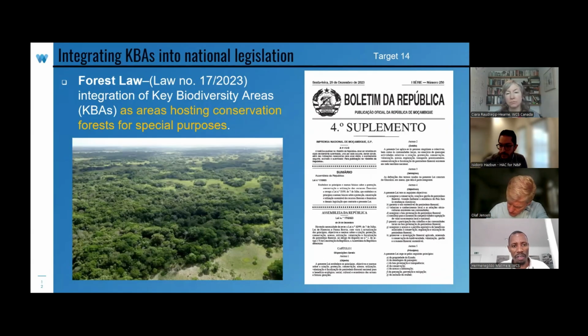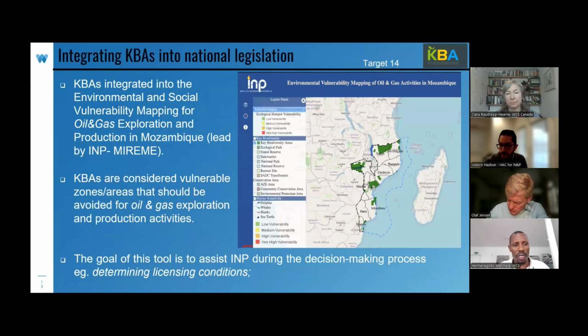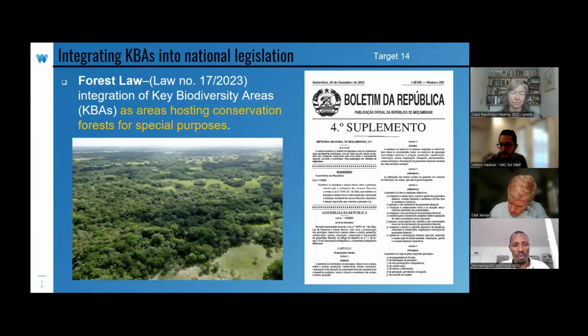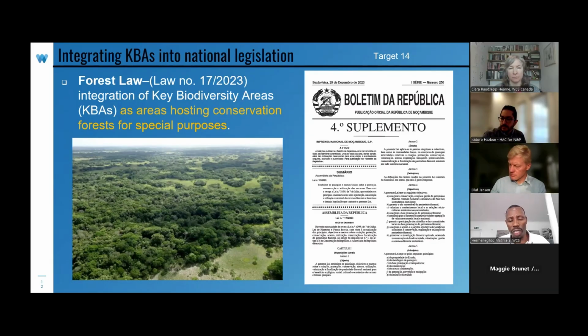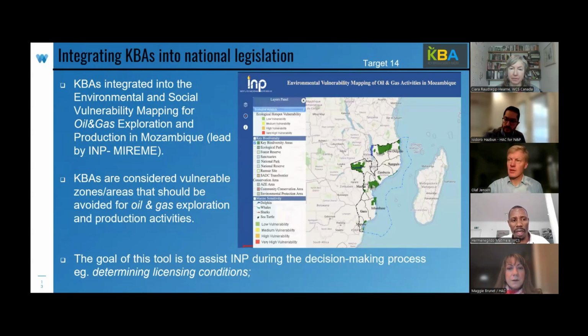We have currently the forest law, which was developed and published recently, in 2023. It does consider that KBAs, those that contain forests, should be looked at carefully and possibly considered for conservation moving forward. And there are different approaches now. Andrew has already mentioned the OECMs, that's one level, but also community managed areas, that's an opportunity there.